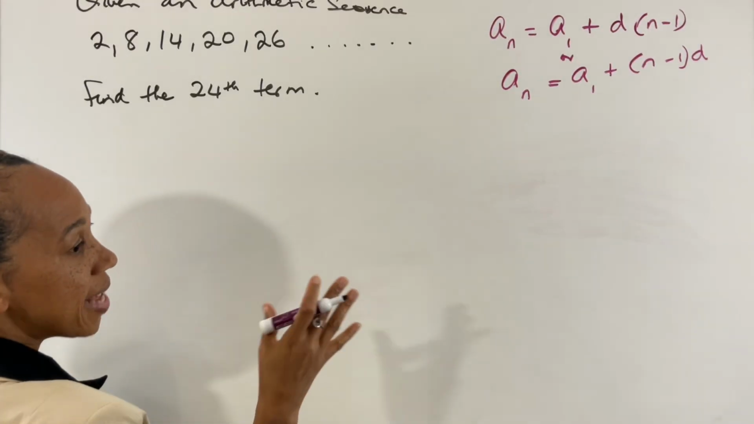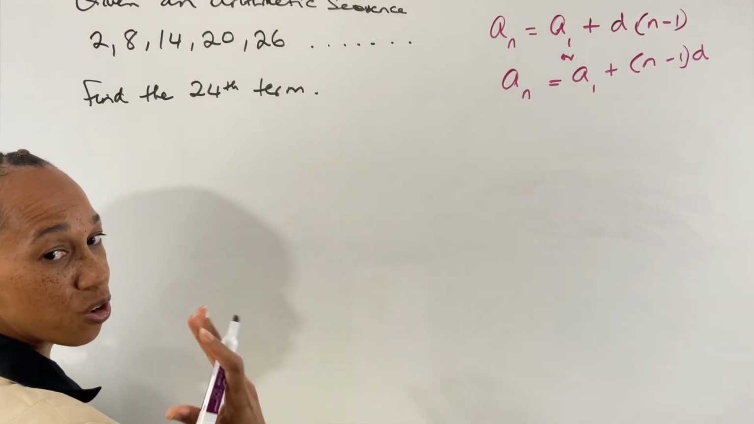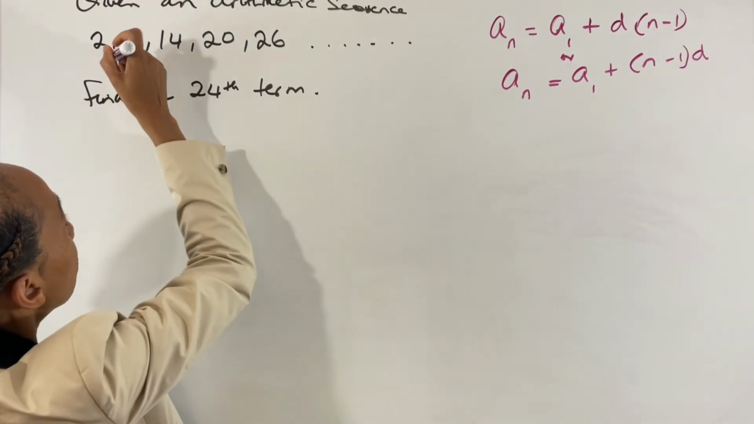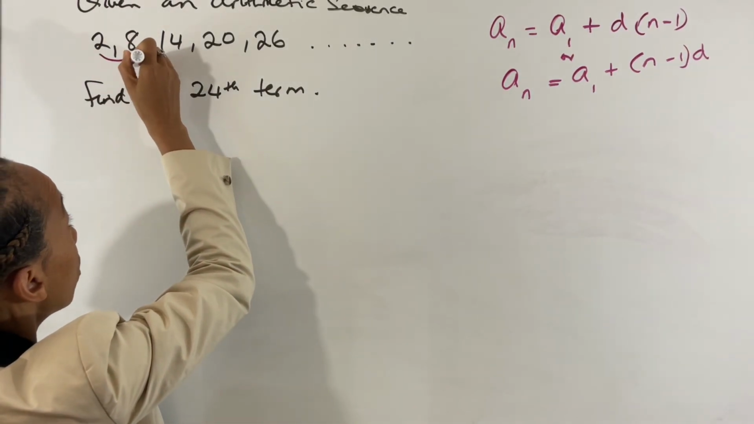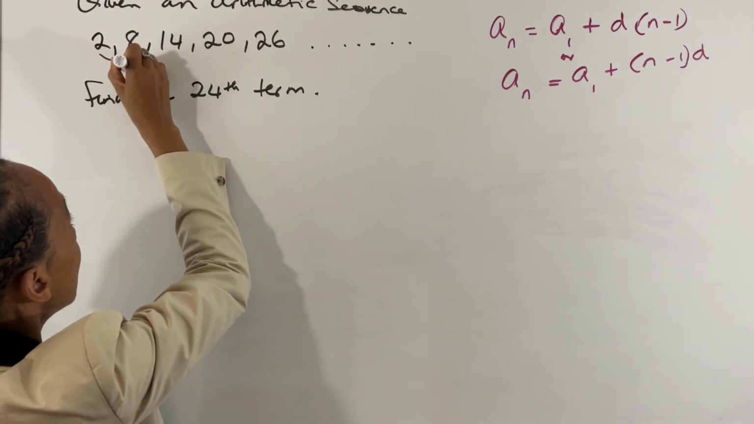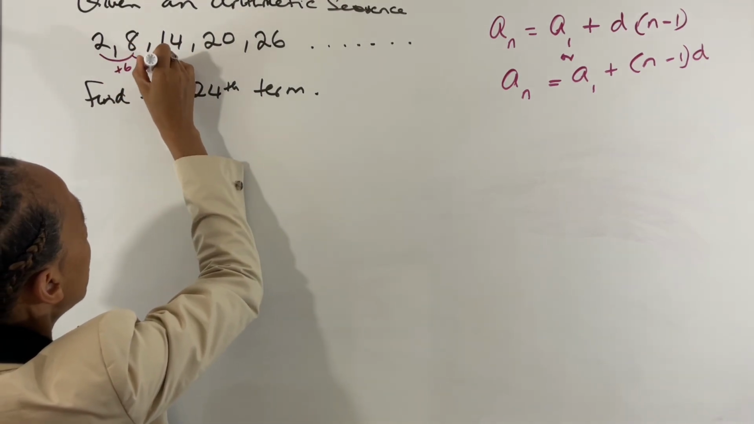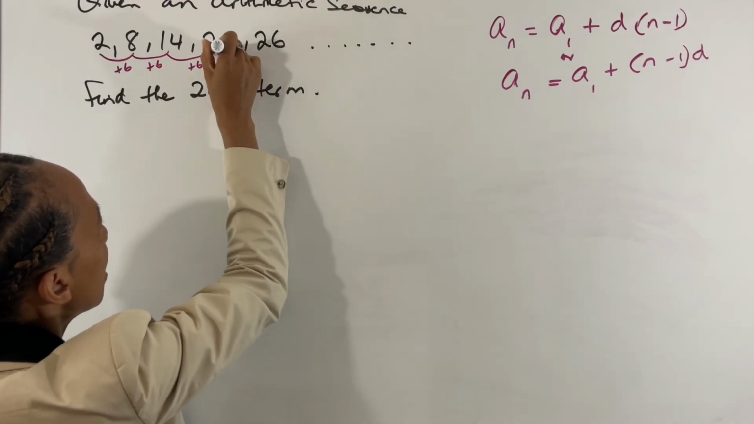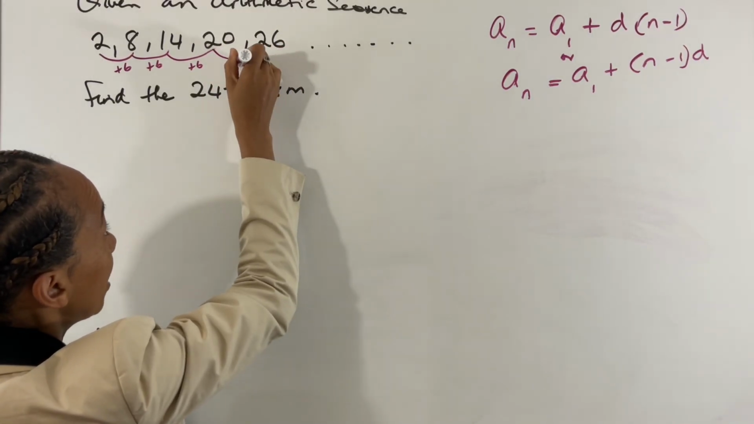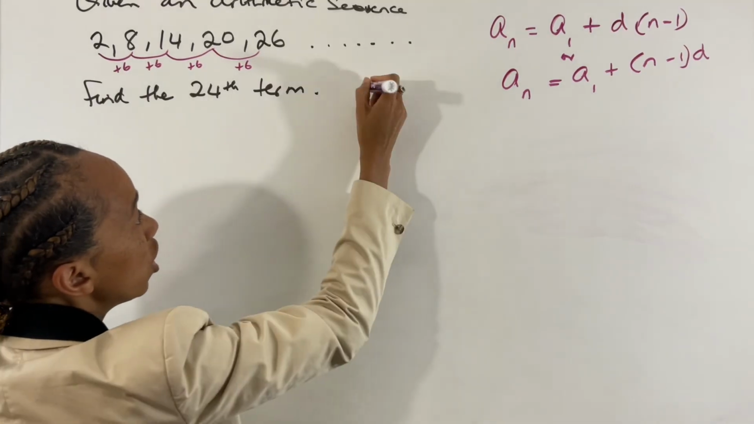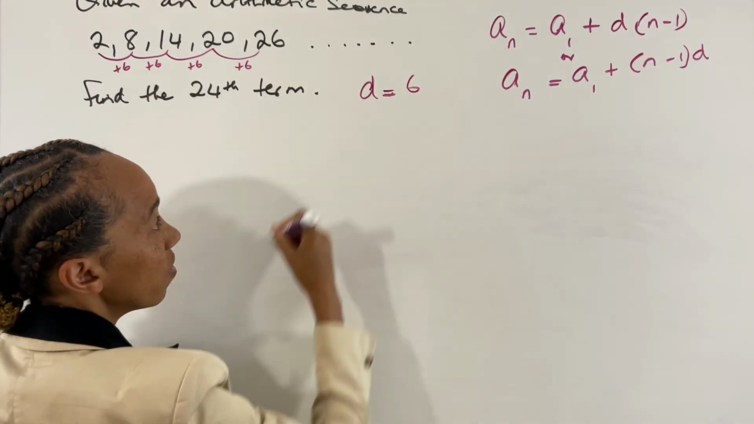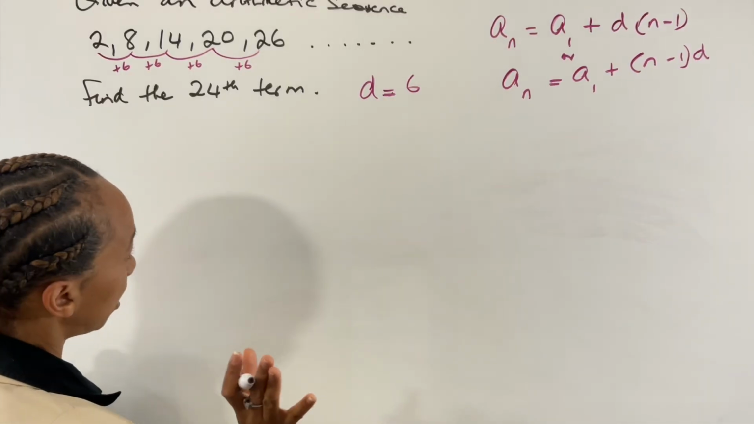Looking at this problem, you first, as I say, step number one, you're going to determine your d, which is your common difference. And in this problem, it's going from 2 to 8, which would be a plus 6, going from 8 to 14 plus 6, 14 to 20 is a plus 6, and 20 to 26, it is a plus 6. So your d here is equal to 6. All right, or you can put plus 6, 6 is fine.